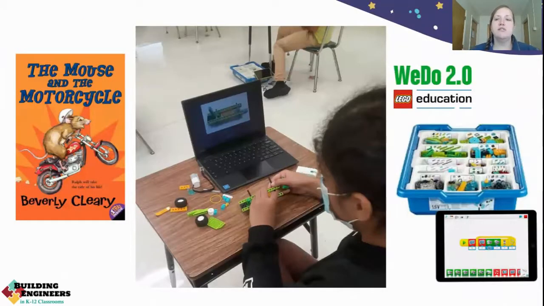The students used a We Do kit from Lego Education. It was the We Do 2.0. That kit comes with a Bluetooth connection, an engine, tires, everything you could think that the students would need to build a motorcycle. Once they built it, they used the We Do 2.0 app and programmed the motorcycle to move forward and backward.